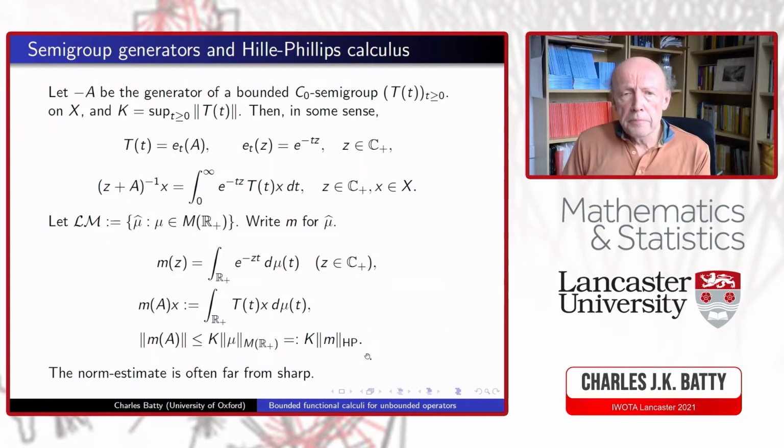This is fine for some purposes, and the Hille-Phillips calculus has served semigroup theory very well. This gives a bounded functional calculus on the Banach algebra LM with the Hille-Phillips norm. One thing that's not so good about this is that the norm estimate here is often far from sharp. Hille-Phillips norms of measures tend to be quite large, and we'll see that in a moment later in this talk.